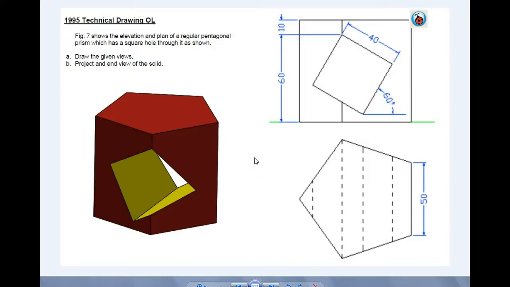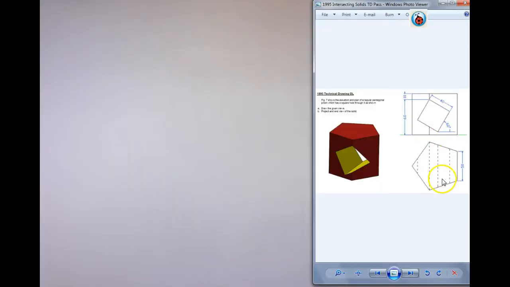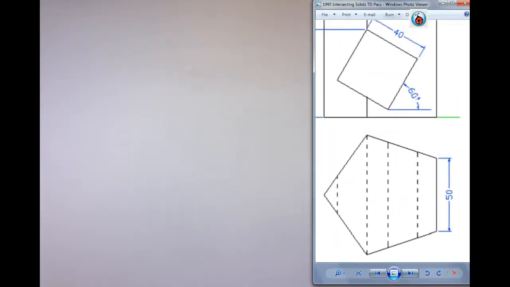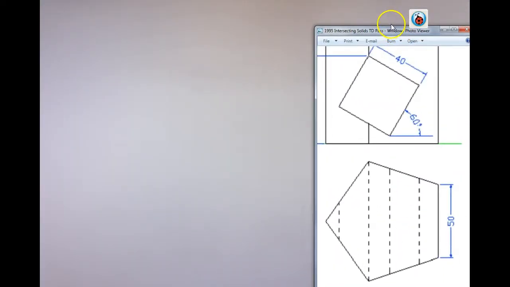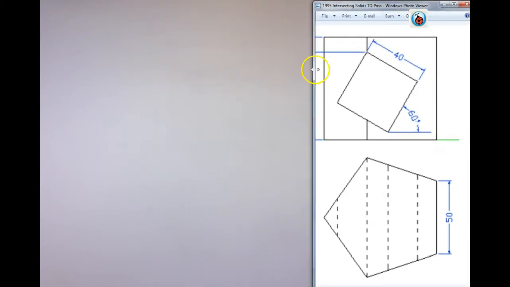So this question is based on a pentagon being intersected by a square in our elevation. So we're going to start off with our plan. Our plan, as you can see, is a pentagon on its side. We have a side of 50 and an angle here of 72 degrees. How we're getting our angle of 72 degrees is we're dividing 360 by 5, and that's giving us 72.